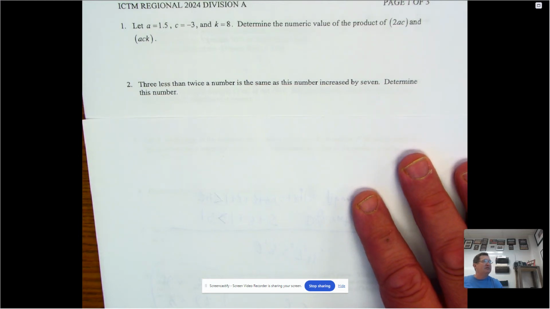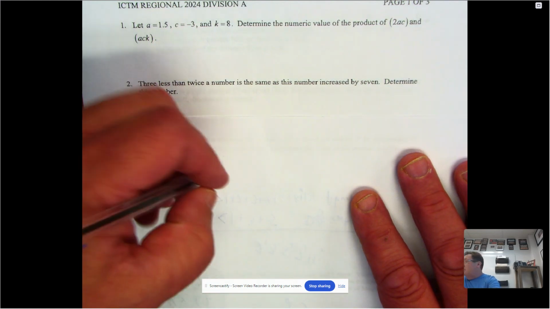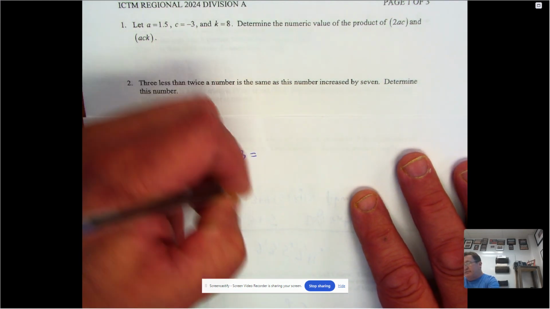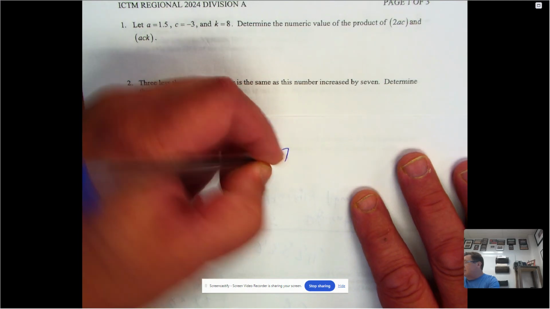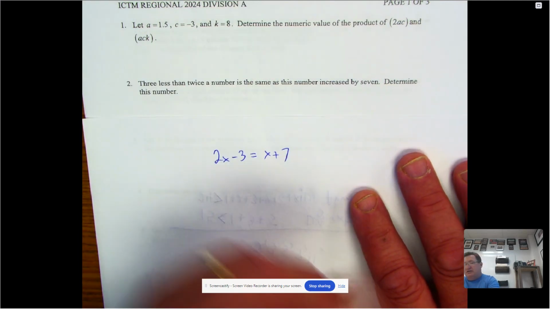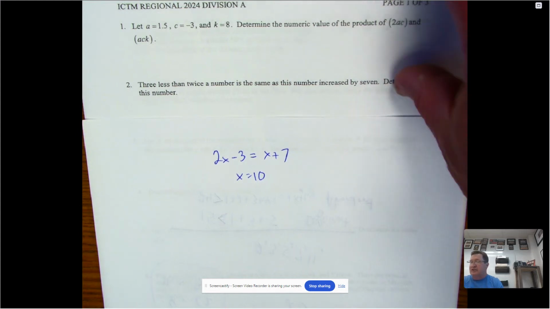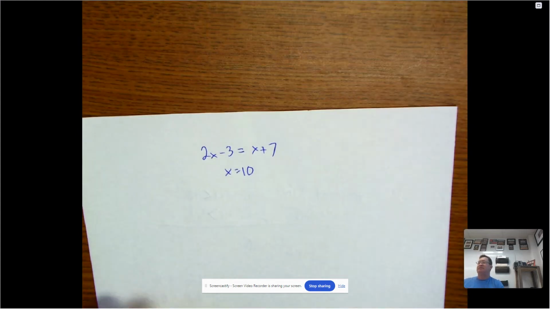In the algebra 1, so the freshman math teamers would have to answer this question. 3 less than twice the number is the same as this number increased by 7. At this point, maybe you should pause the video and try to solve it yourself. And so if I was solving this one, I would say 3 less than twice a number is the number increased by 7. And so we solve this to be x equals 10. And so there's your answer for the algebra 1 question.